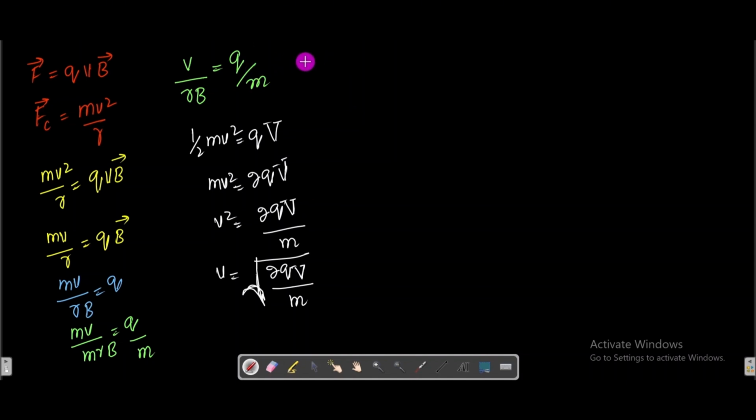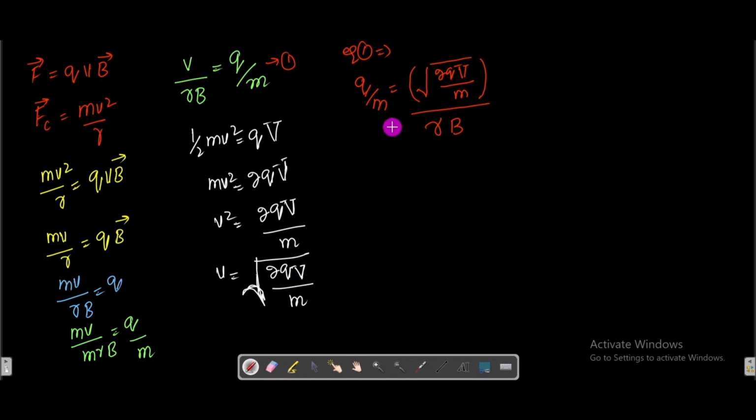So this equation, let's say this is equation 1, and equation 1 now implies that instead of this v, we will put this. So here q by m is equal to v, and v is given by this. So we have this v, the square root of 2qV divided by m. This is actually the speed, and it is divided by r and b.